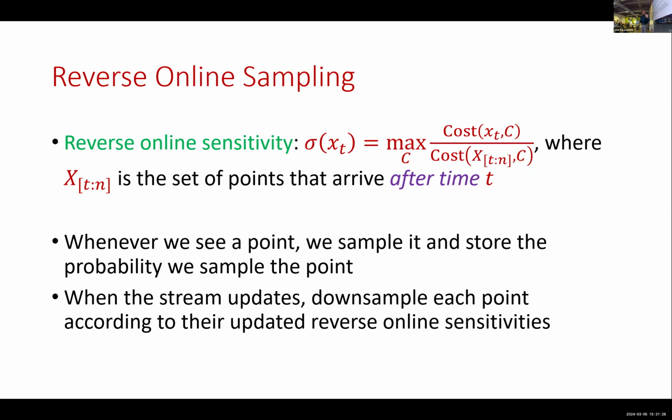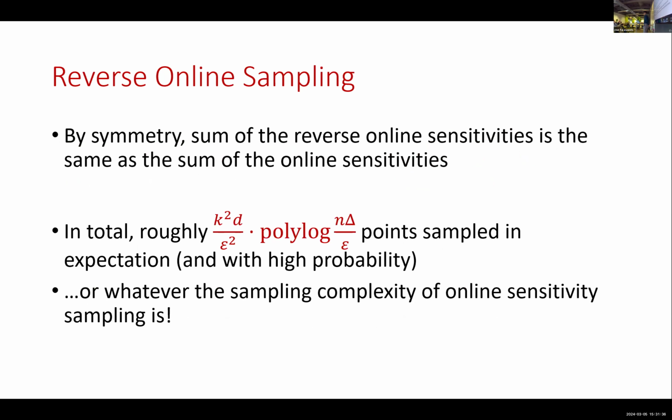And it turns out that because one is forwards and one is backwards, the sum of the reverse online sensitivities is just the sum of the online sensitivities, so our sample complexity is exactly the same. Okay. And again, there are new results that say that sensitivity sampling is essentially optimal. So this will give the same space bounds as before.